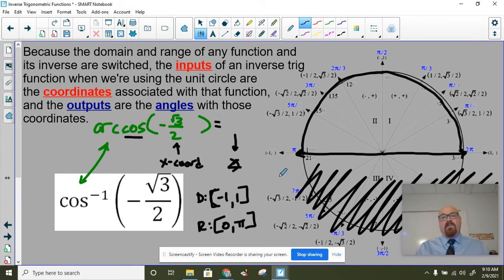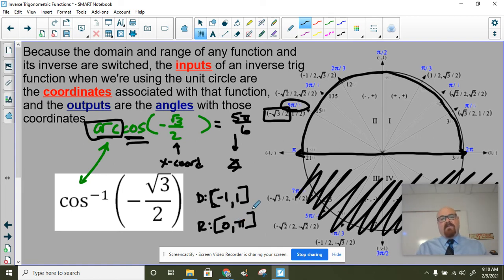So when it comes to identifying which pi value has an x coordinate of negative radical 3 over 2, here's negative radical 3 over 2 as an x coordinate. It is the angle 5 pi over 6, and 5 pi over 6 is between 0 and pi.